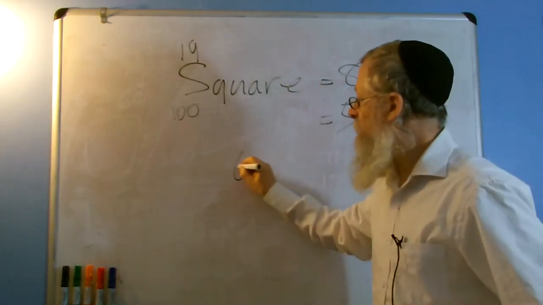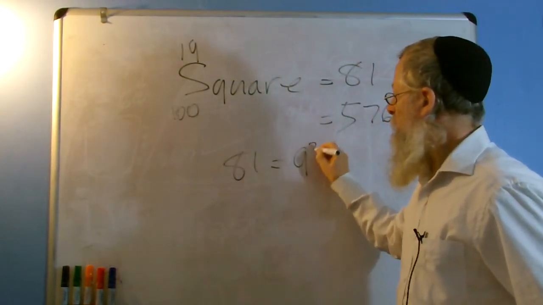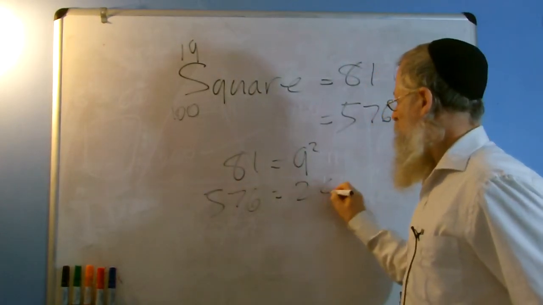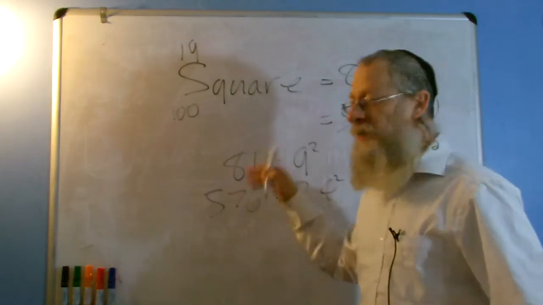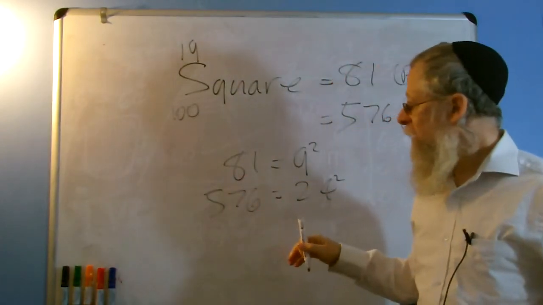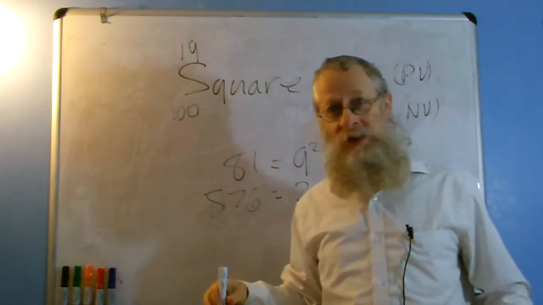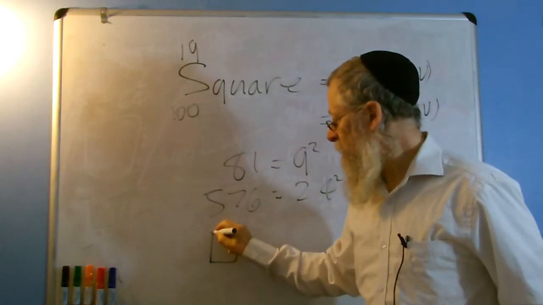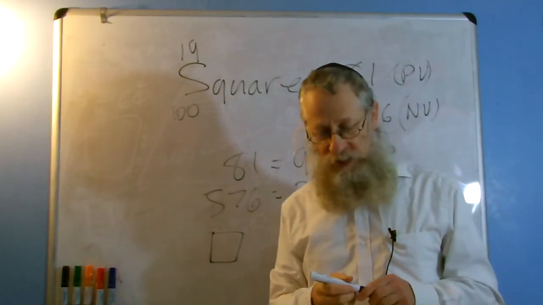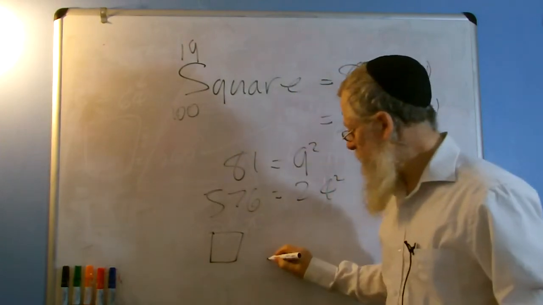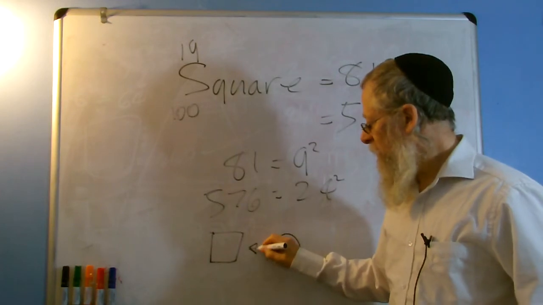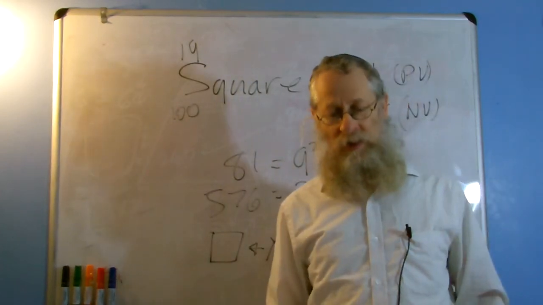And we said that 81 was 9 squared and 576 was 24 squared. In my lecture on square, I went into the significance of these 2 numbers and how they're related to the letter mem, the Hebrew letter which represents a square. This is the normal mem, when it occurs in the middle or at the beginning of a word. When it comes at the end of the word, it transforms into that shape.